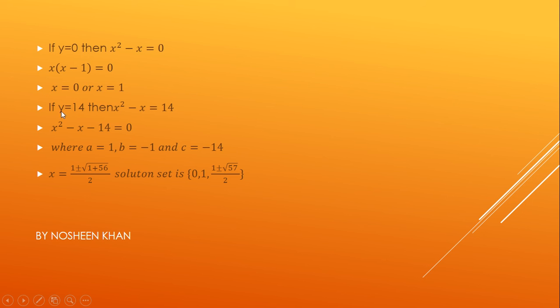Now if y is equal to 14, put the y value: x² - x = 14. Shift 14 to the left hand side, so x² - x - 14 = 0. This is the quadratic equation. So a is 1, b is -1 and c is -14. Using x = (-b ± √(b² - 4ac)) / 2a, the solution set is 0, 1, and (1 ± √57)/2.